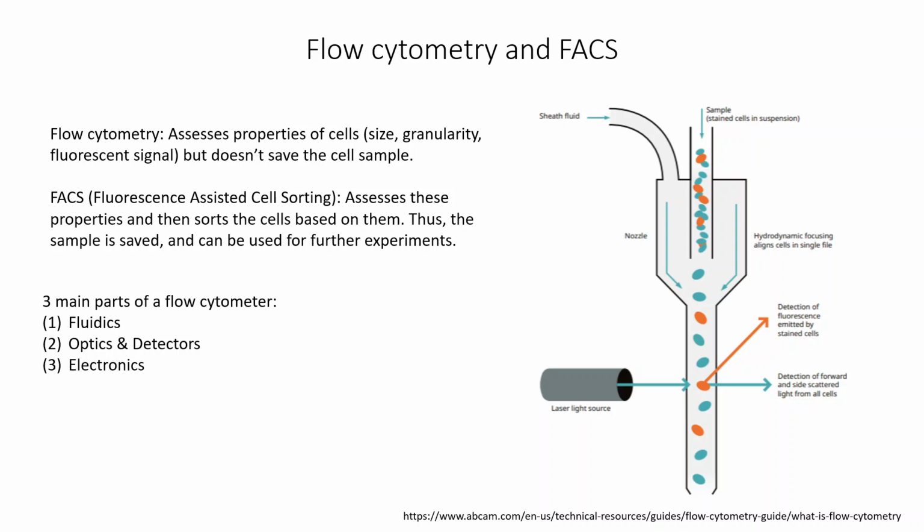It can assess properties like the size of your cells, the granularity of each cell, and also, of course, the fluorescent signal from the cell. But in flow cytometry, you're not actually saving the cell sample. So suppose I have a culture of some fluorescent protein expressing cells and some that are not expressing. What I can do is take these cells, suspend them in some buffer, some flow cytometry buffer, and pass them through the flow cytometry machine. And it will tell me about each and every cell in that sample.